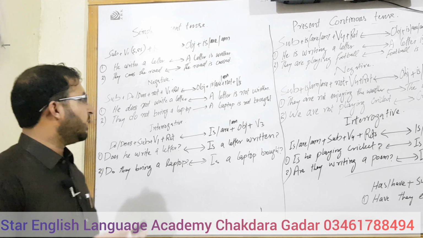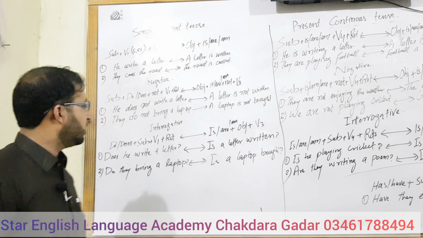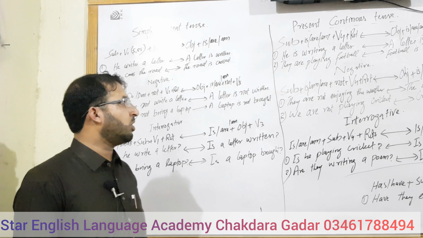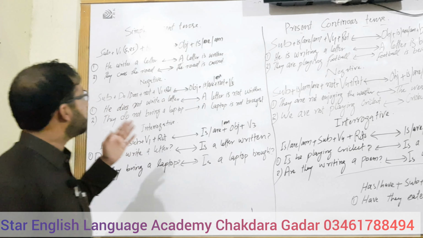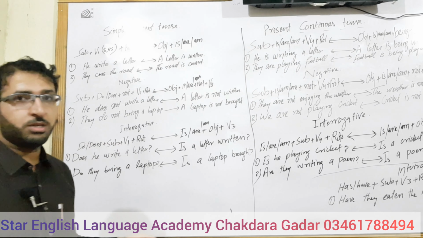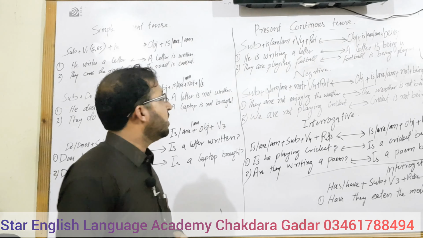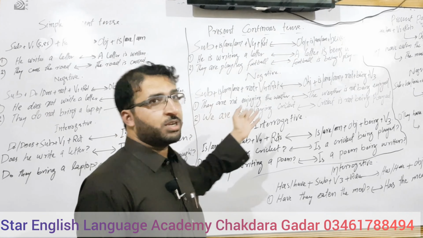So its passive is a letter written. Do they bring a laptop? So passive is a laptop brought. So this is how we make passive voice of active voice of simple present tense. Now let's move towards present continuous tense.